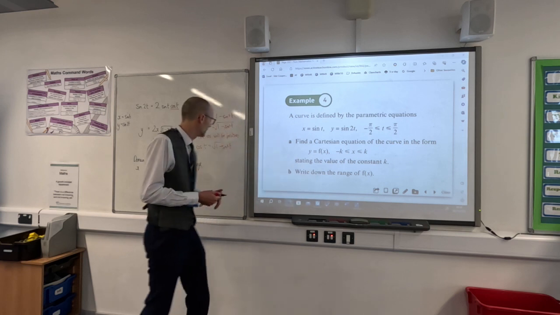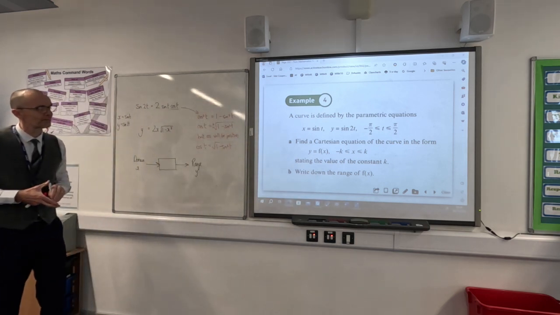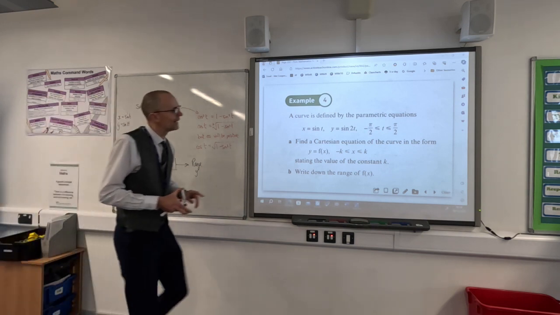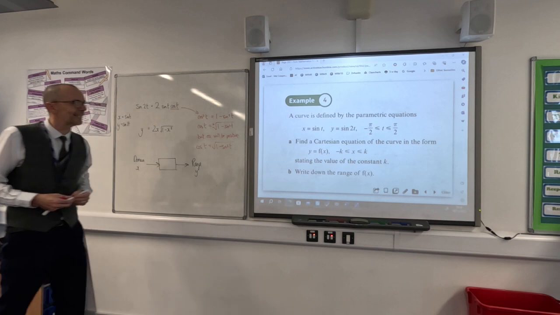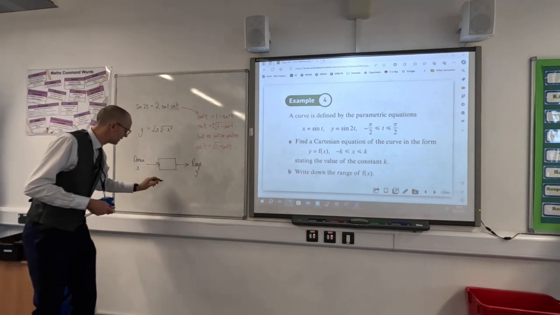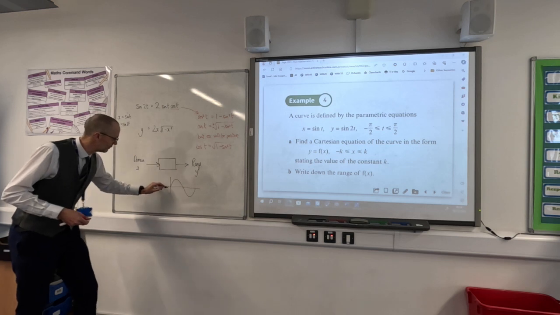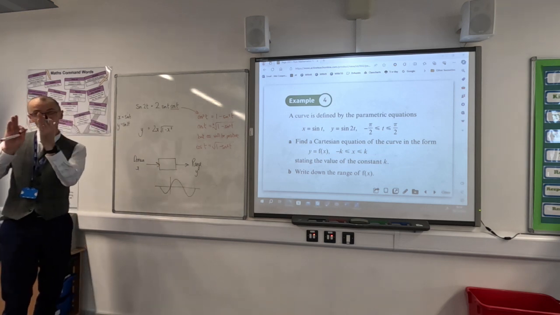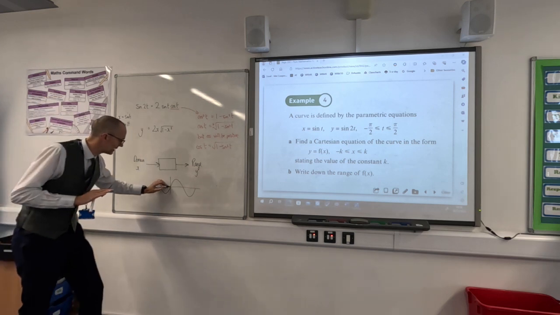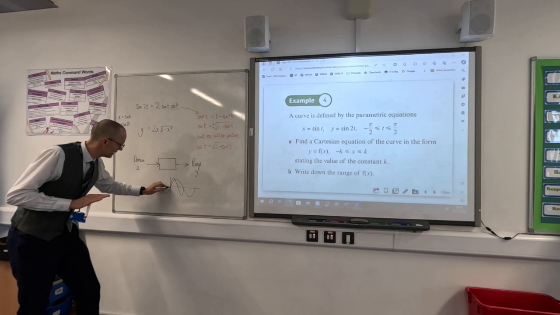We're not asked about the domain. The range is about the y values, and I've got to look at sine 2t. So let's sketch a full sine curve to start with, perhaps going backwards a little bit negative. If you replace t with 2t, it's squeezed in. So what I'm going to get is something like that.